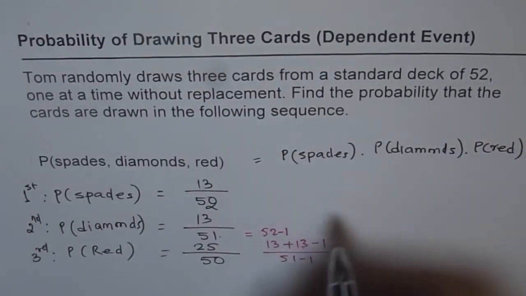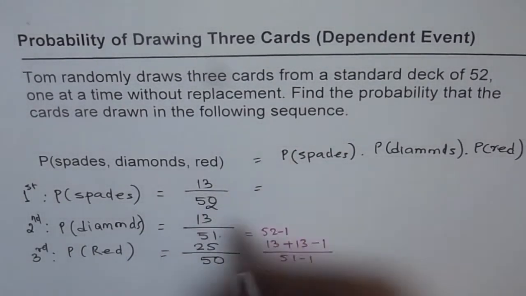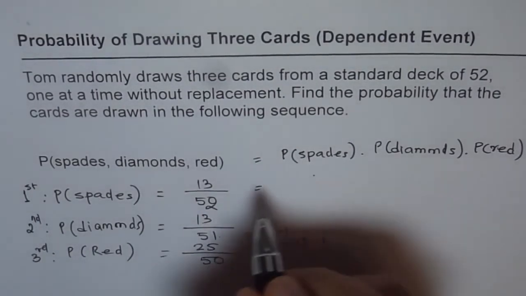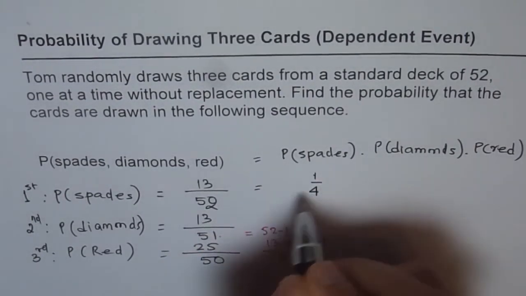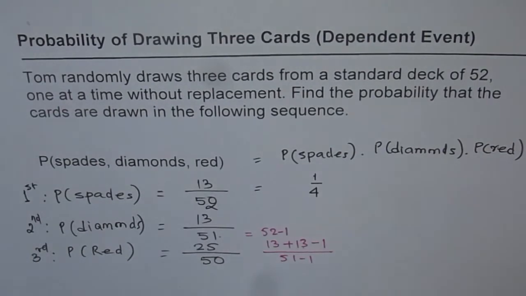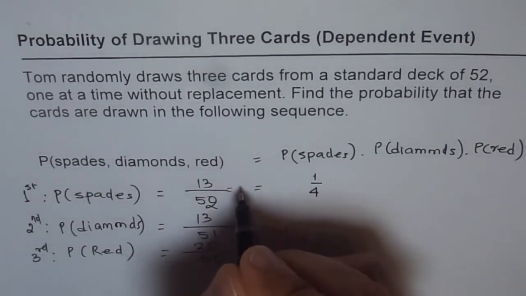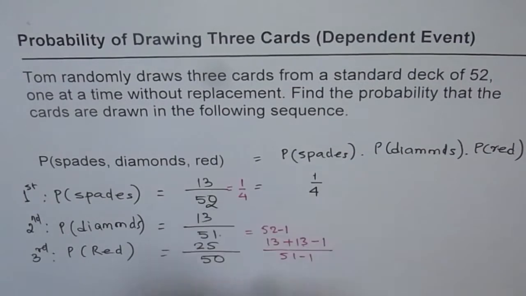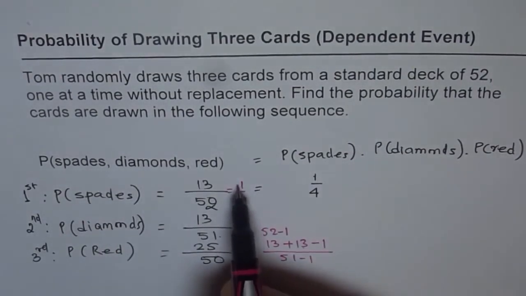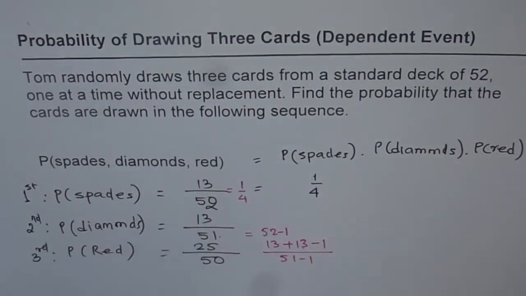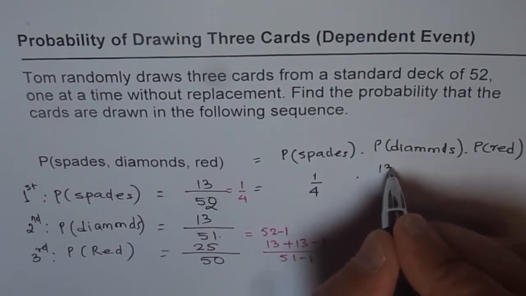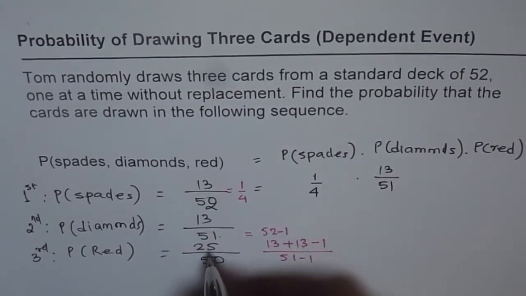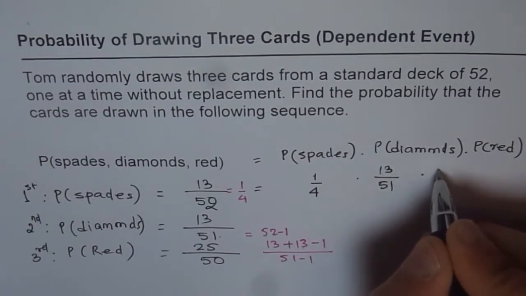Do you see that? So we have individually found these. 13 over 52 can be written as 1 out of 4, right? There are 4 suits, right? So 1 out of 4. Diamonds 13 over 51. That's a prime number, so it cannot be simplified. So let me write down that as 13 over 51. And this one is 25 over 50, which is half, right?